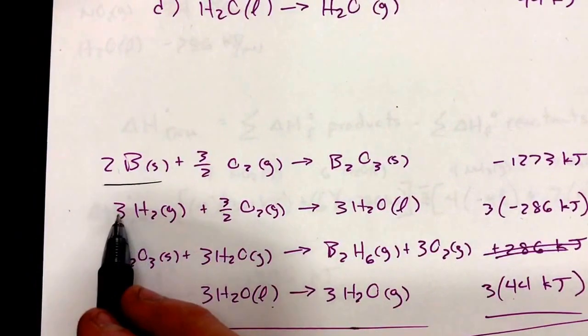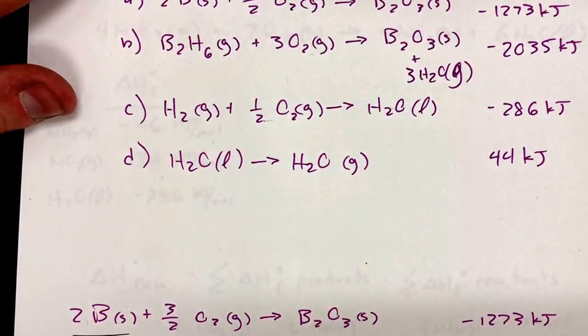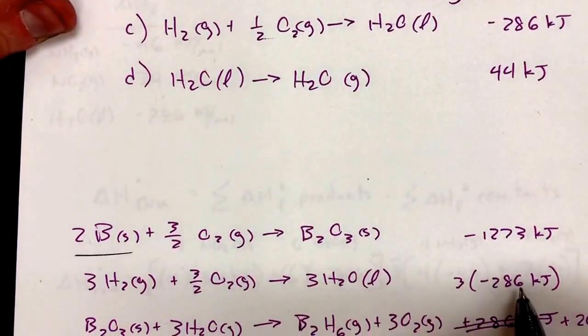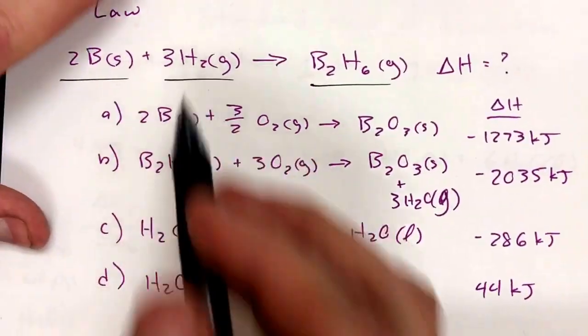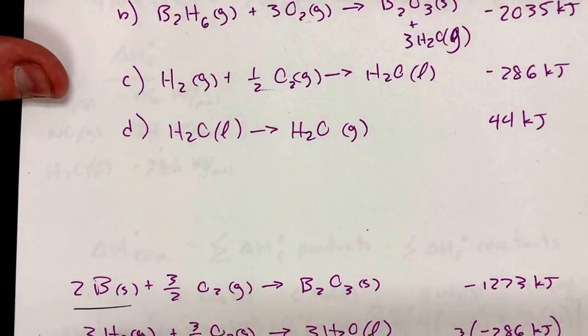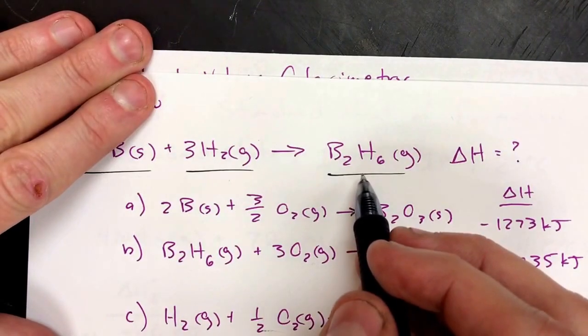So here we multiplied the entire reaction by 3. It was 1 half O2, so that becomes 3 halves O2. And we had to multiply the delta H by 3 as well. So we now have these two. We have the boron and the hydrogen, and now we need the B2H6 in the products.